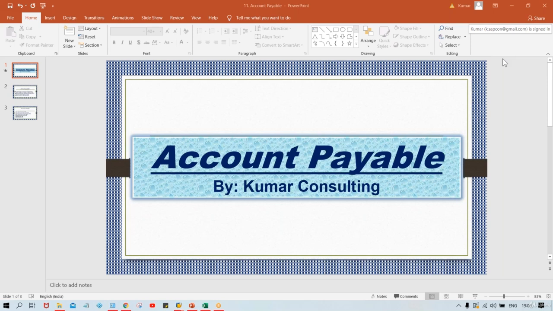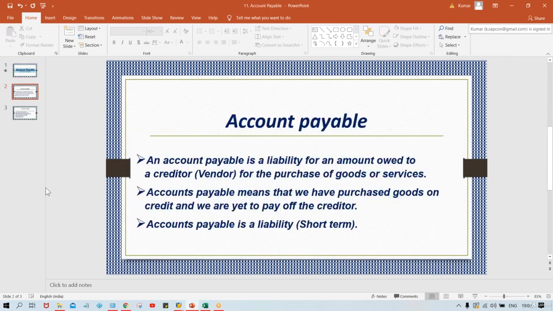Let me start with the account payable definitions. So guys, if you do a Google search, you'll get certain definitions. For example, an account payable is a liability for an amount owed to a creditor. Creditor means vendor, for the purchase of goods and services. These kinds of definitions you're going to get from Google. Those from a finance and account background will be able to understand, but people from a non-finance and account background might still have some confusion.